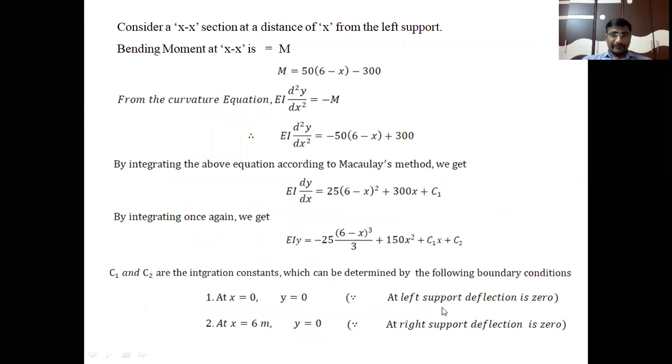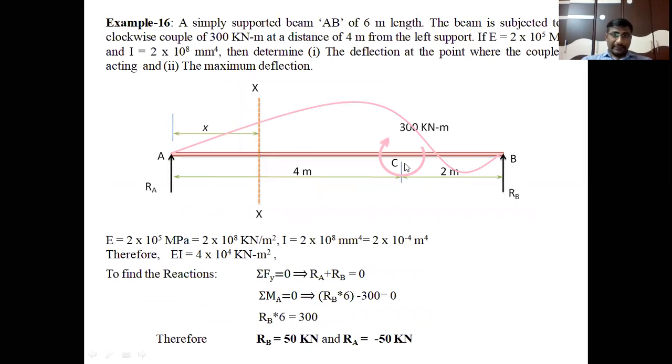So the maximum deflection also is an upward deflection. So the beam bends like this. If you calculate somewhere in between B and C here, you will get the positive deflection. For example, this 4 meters is 2 meters, 6 meters. If you find the deflection equation at 5 meters, then we will get the positive deflection.